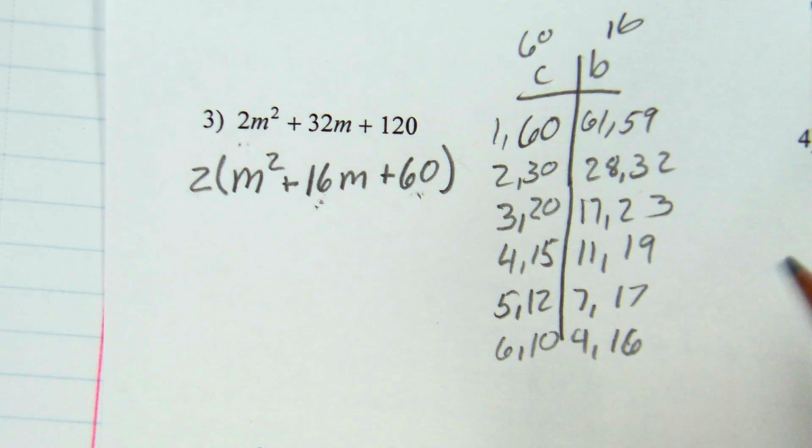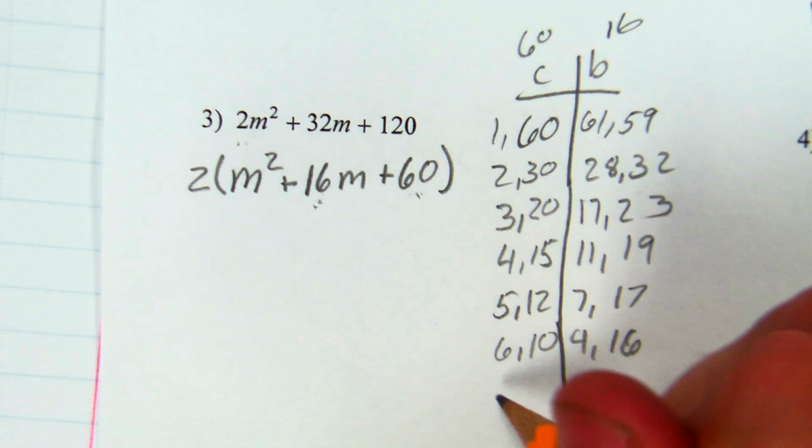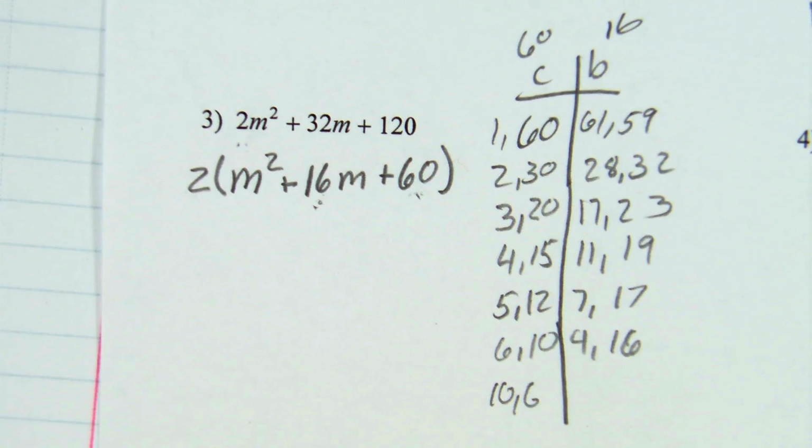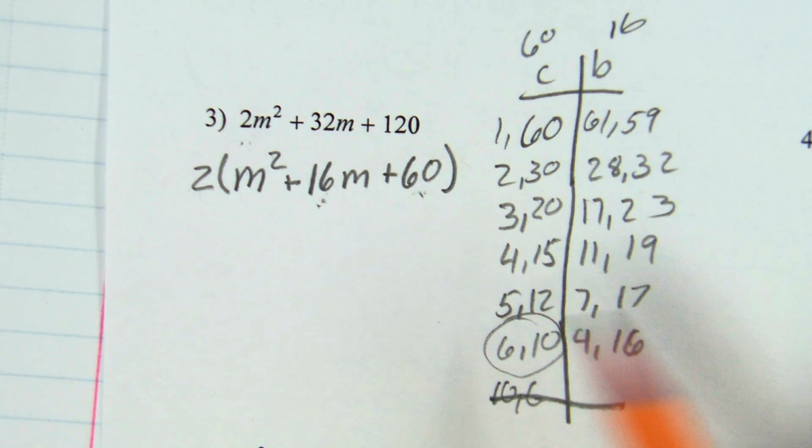Sorry, it's been a long day, guys. My bad. 7 doesn't work. 8 doesn't work. 9 doesn't work. And 10 and 6. So they're repeated on you, so you know those are all the possible factors that you have. So you're looking for 16. So I know 10 and 6 is my jackpot.